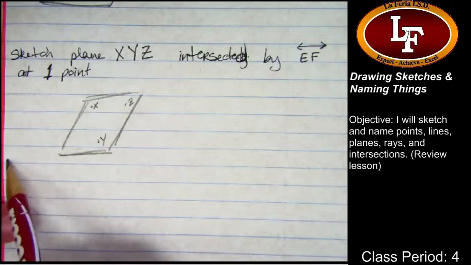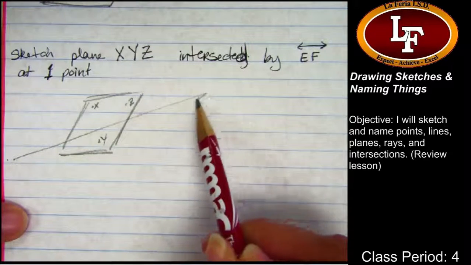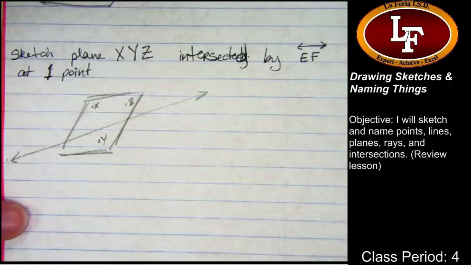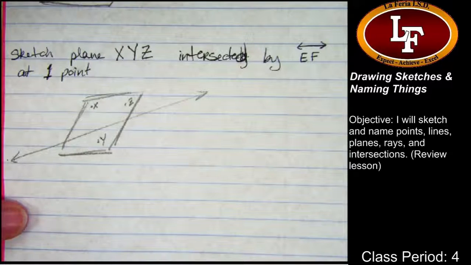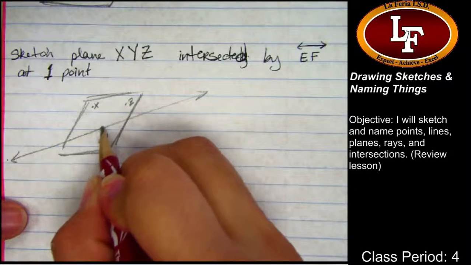So I need to put a line in here somewhere. So there's my line. But right now, the way I drew it, it looks like it's kind of laying on top of the plane, right? Or it's in front of it, or it's behind it somewhere. I need to make it clear that this line is going through the plane, because that's how those two figures intersect, like that pencil going through the sheet of paper. So, pow!